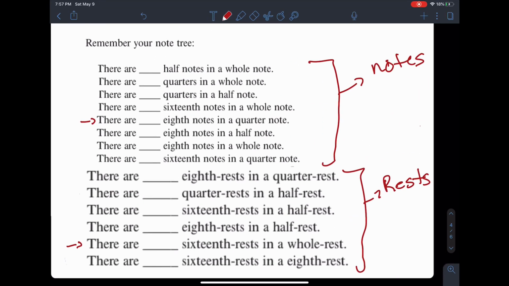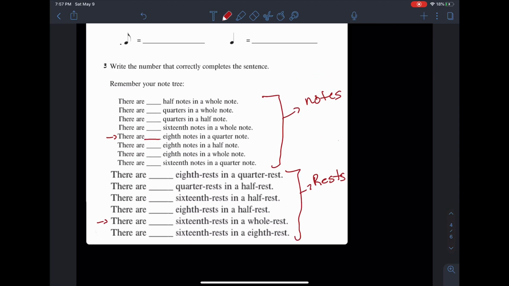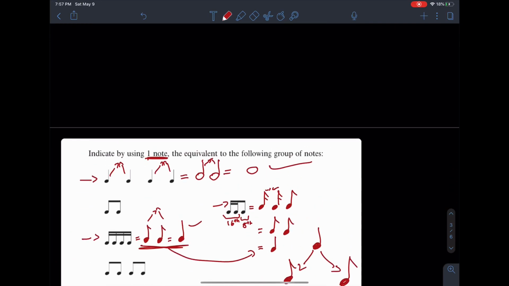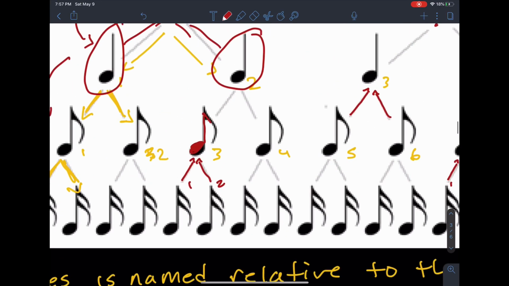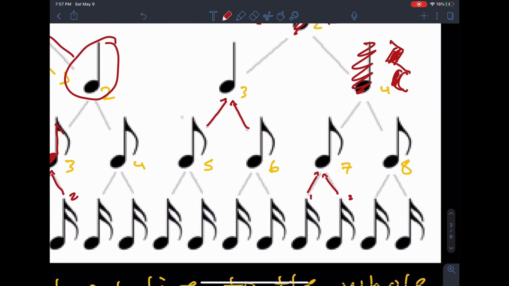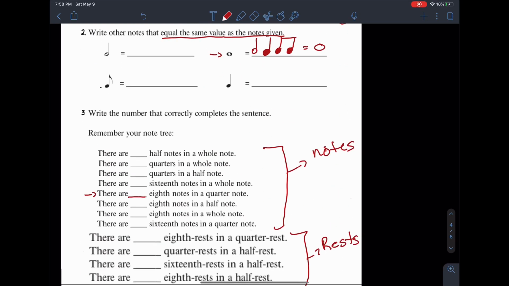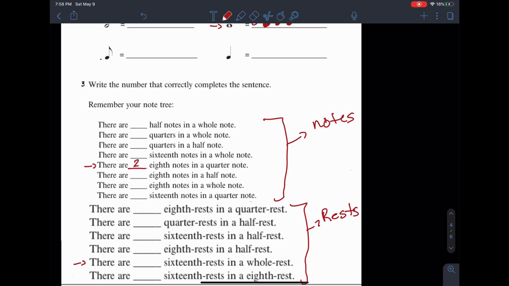There are blank eighth notes in a quarter note. This is just asking us how many eighth notes in a quarter note. We can just look at our tree. There are 1, 2 eighth notes in one quarter note. And that's the answer. There are 2 eighth notes in one quarter note.